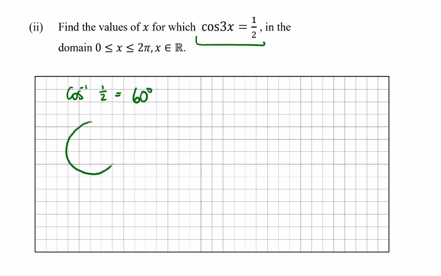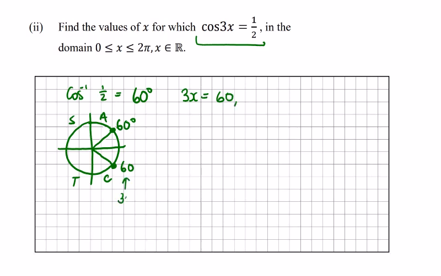So if we take our unit circle, there's one solution, 60 degrees. It's not drawn to scale. The other point, using CAST, the cos is positive in the fourth quadrant, so draw 60 there. This angle is actually 60 less than 360. So we know that 3x is going to be equal to the 60 degrees, and this one here is 300 degrees, 60 less than a full rotation.